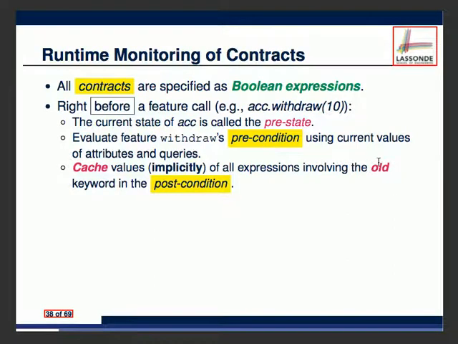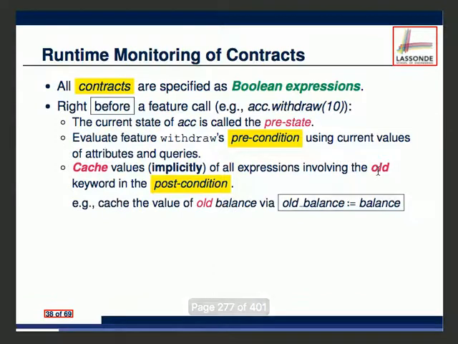So now, for you to understand, there's some caching going on behind the scenes, okay? So whenever you use the old expression, for example, old balance is assigned to balance, that's something that Eiffel Studio does for you, but you don't have to do it, okay? It's just there. Okay, and then we execute the body of the code and try to do some updates or do whatever you like.